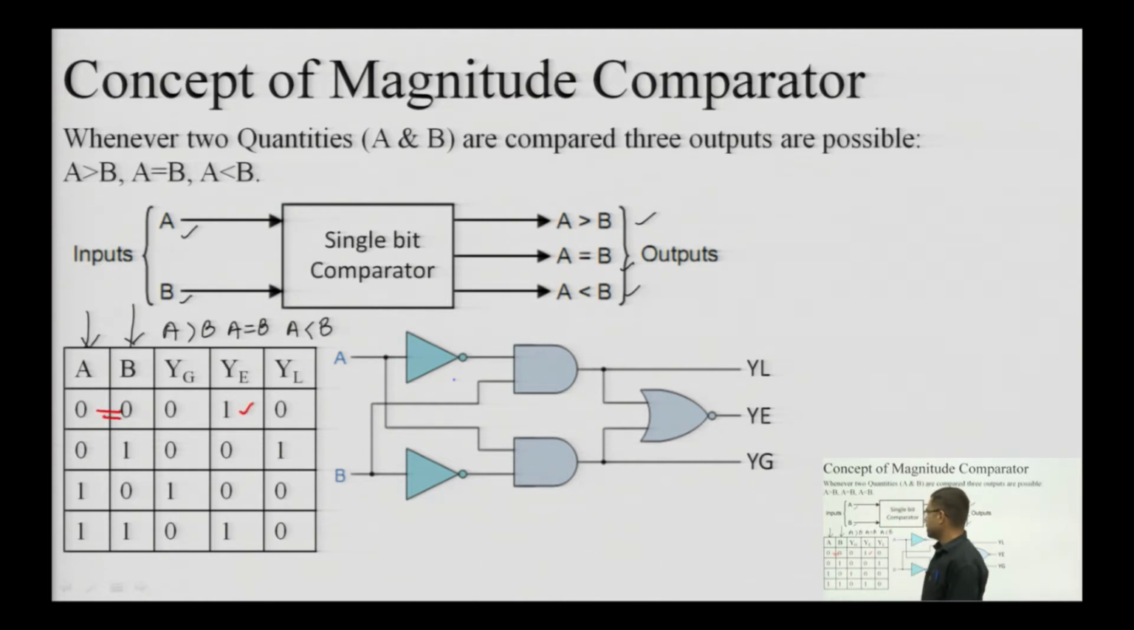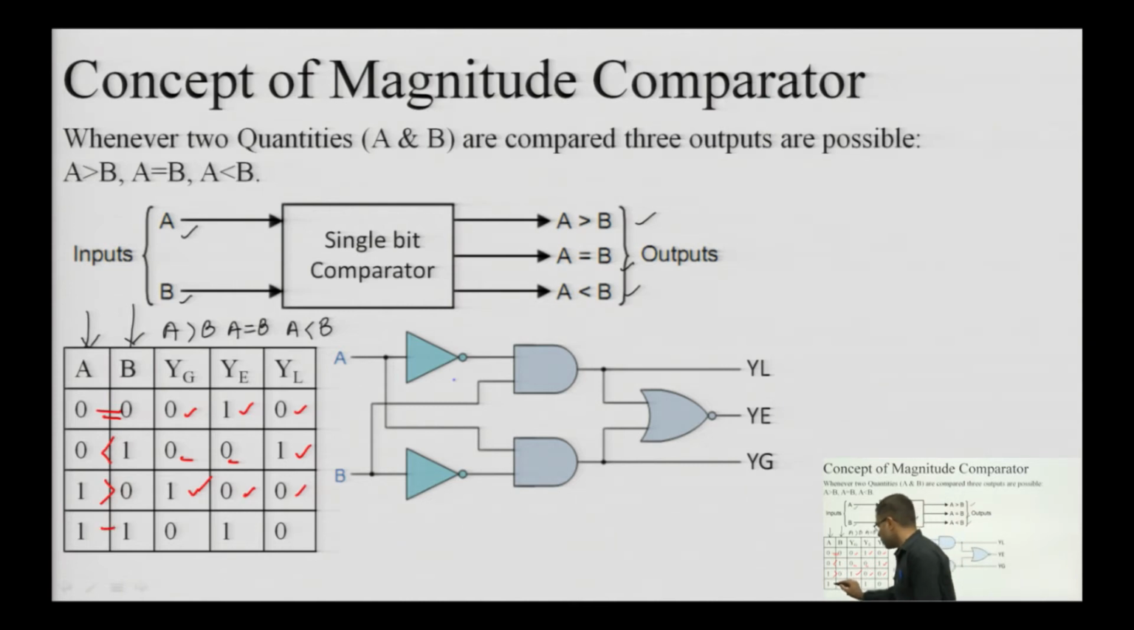So, equal is getting the high value, and greater and less are having 0 values. Similarly, we can see that 0 is less than 1. So, we can check that Y L is getting the high value and these are having the low values. Similarly, we can see that 1 is greater than 0. So, that is why Y G is having the higher value 1 and these two are having 0 values.